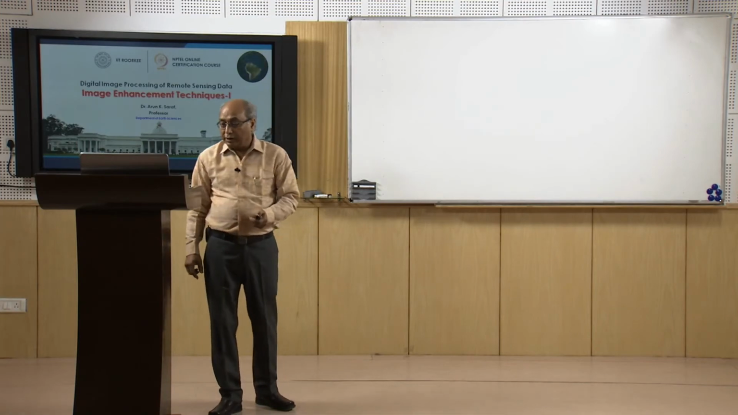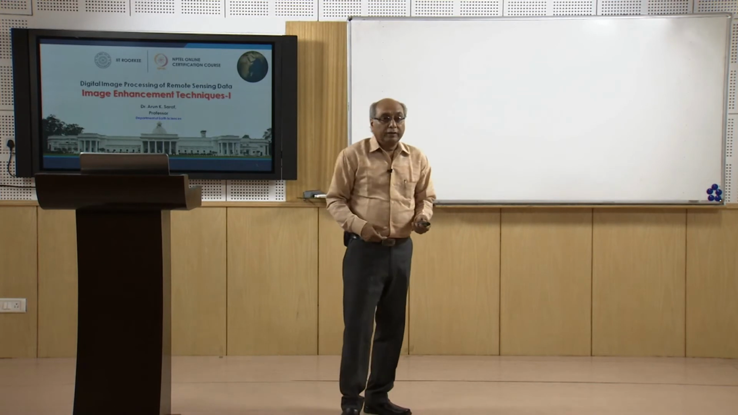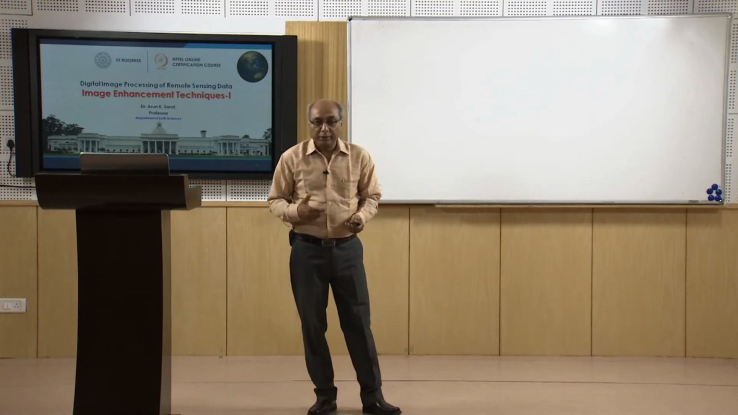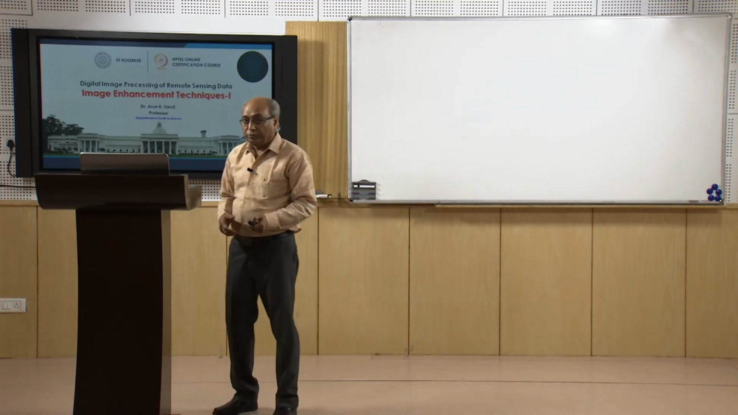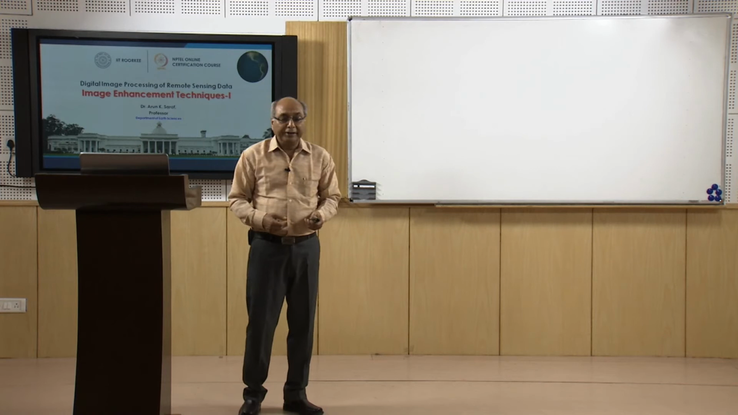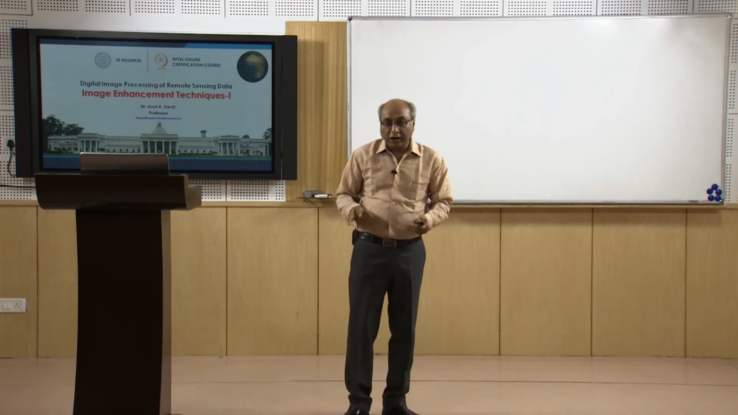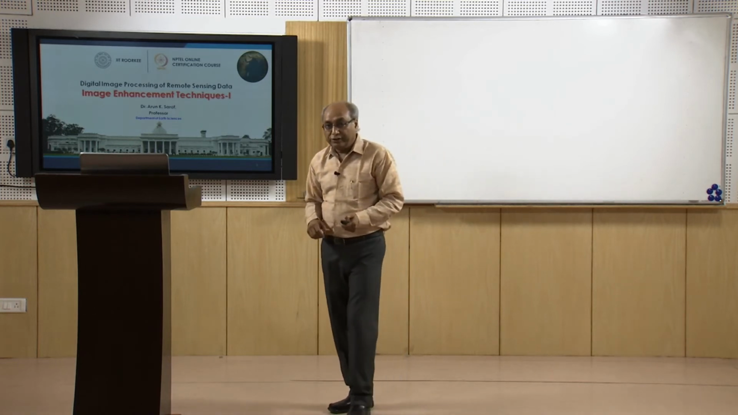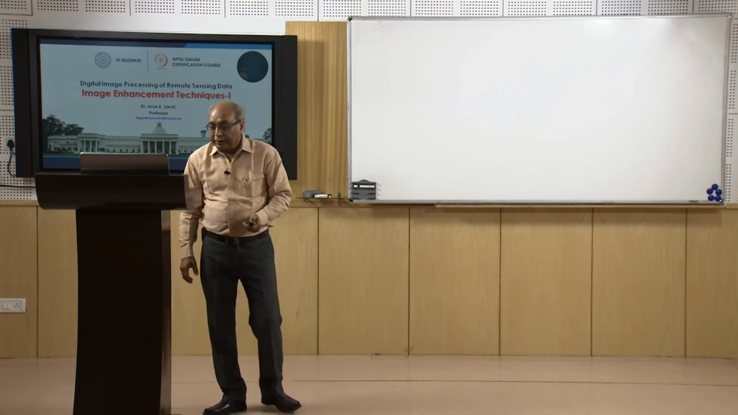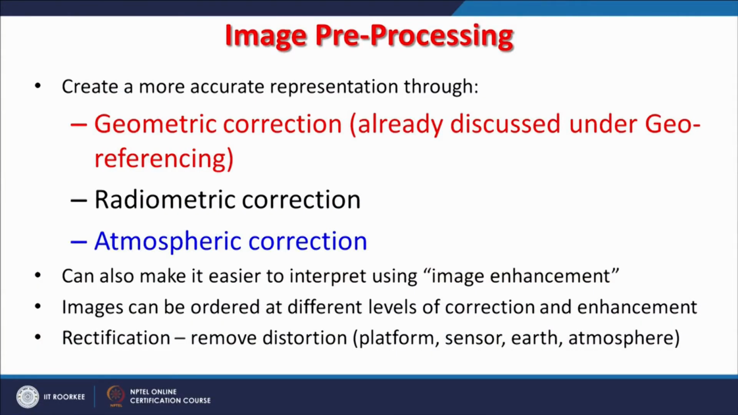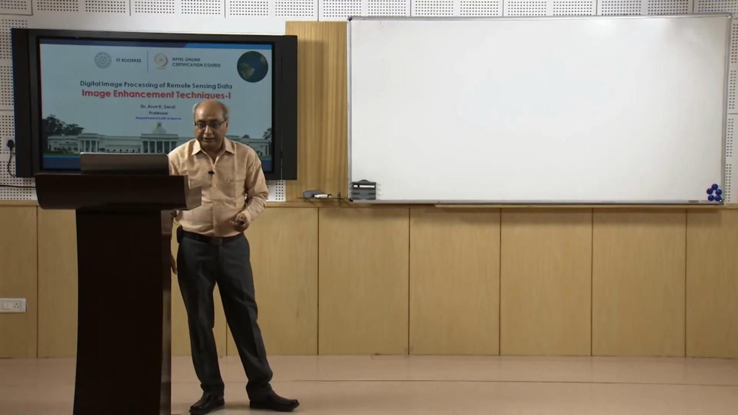An image can be ordered at different levels of corrections and enhancement. Those who supply the data, we can ask them for different levels of corrections and enhancement. They can supply absolutely ready-made data which will have completely good enhancement, with all kinds of distortions removed and georeferenced data, just to start and use for interpretation. Rectification, that is georeferencing, we have already discussed. So let's go for radiometric corrections.